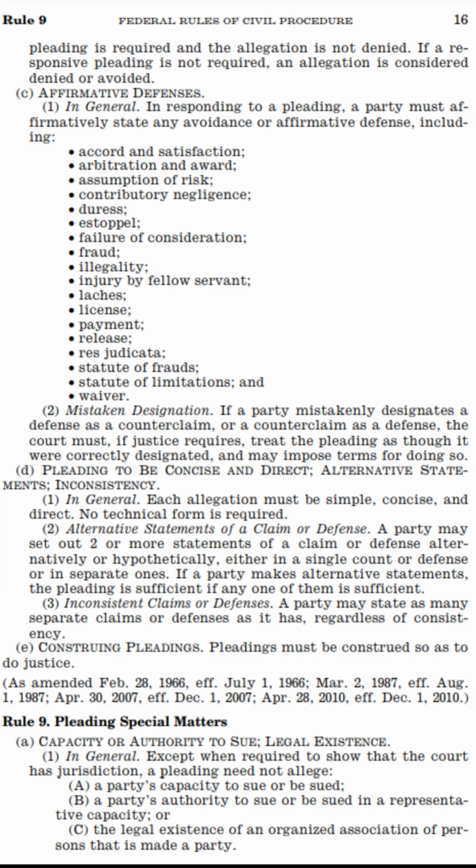D. Pleading to be concise and direct. Alternative statements. Inconsistency. 1. In general, each allegation must be simple, concise, and direct. No technical form is required. 2. Alternative statements of a claim or defense. A party may set out 2 or more statements of a claim or defense alternatively or hypothetically, either in a single count or defense, or in separate ones. If a party makes alternative statements, the pleading is sufficient if any one of them is sufficient.